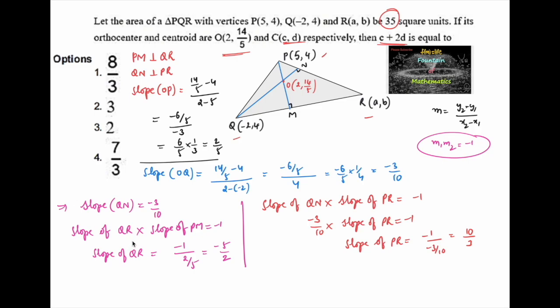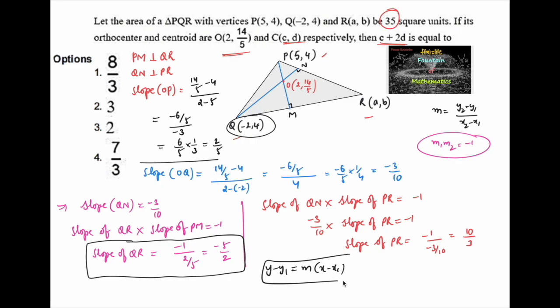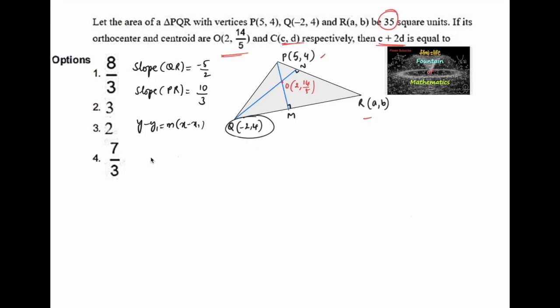Since we know the slope of QR, we can find the equation of the line passing through the point Q 2, minus 4. So by using the formula, y minus y1 is equal to m into x minus x1, we can find the equations of the lines QR and PR. Now let's find the equation of QR. So we can write y minus y1 is equal to, the slope of QR is minus 5 by 2 into x minus of minus 2, that is x plus 2.